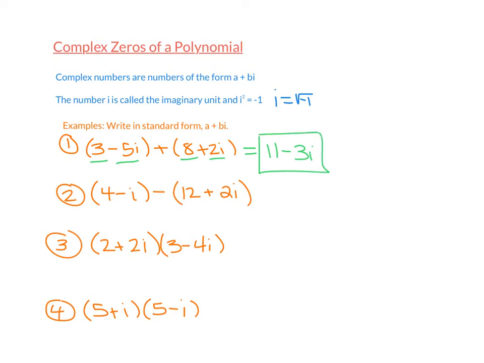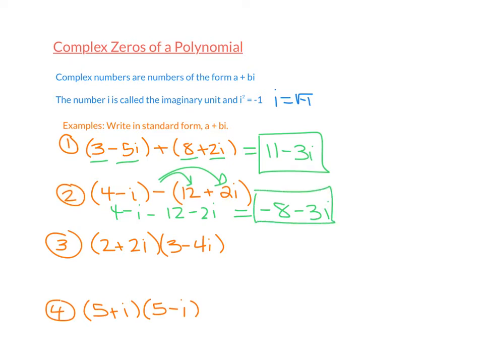Similar idea for number 2, except do not forget to distribute that negative sign. Sometimes people make that mistake. So for this one, we are going to get -8 minus 3i.